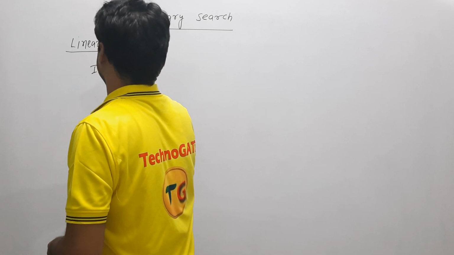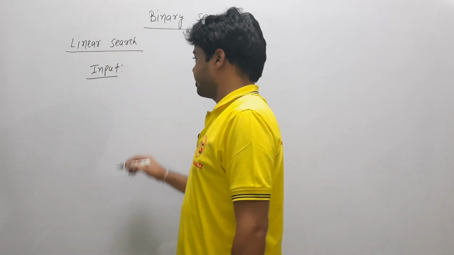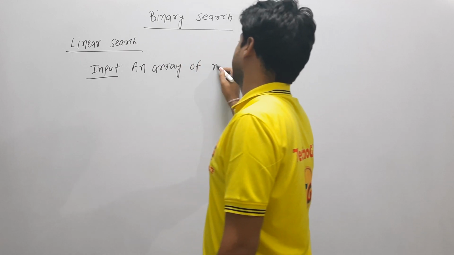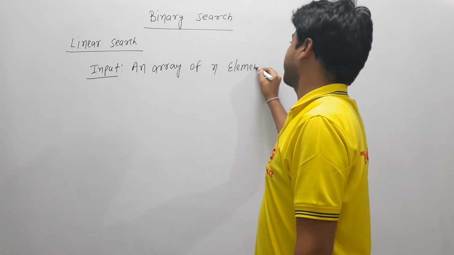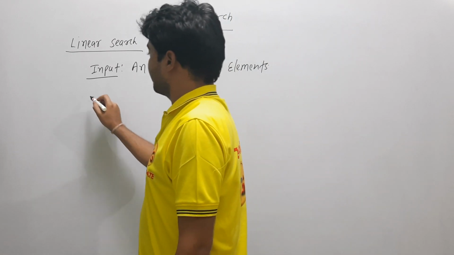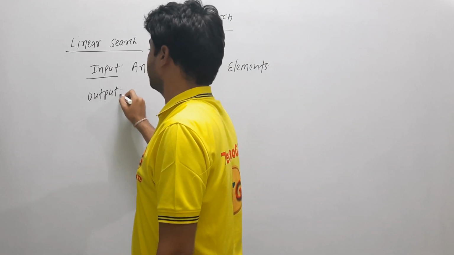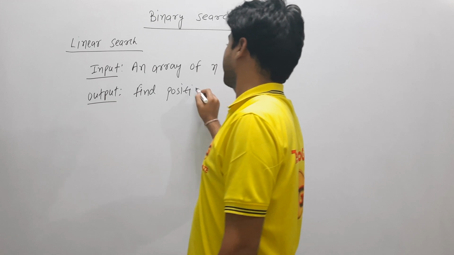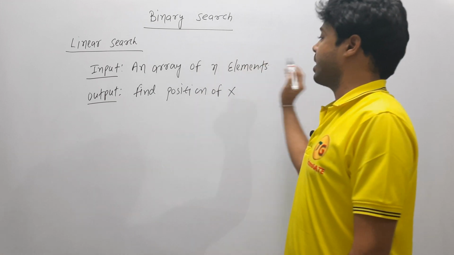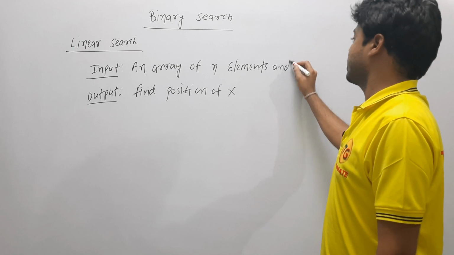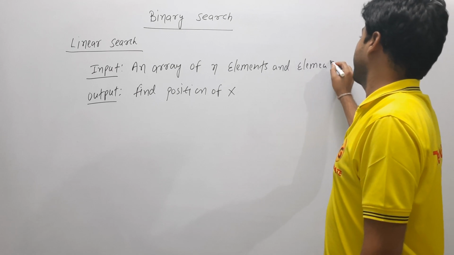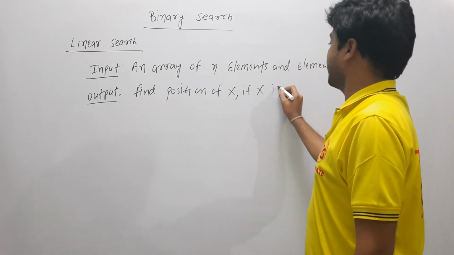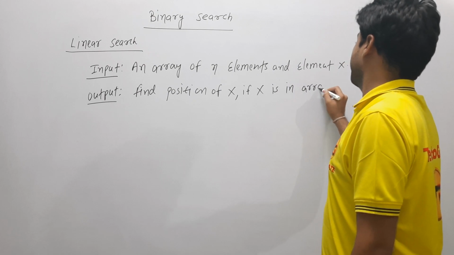So what is the input? An array of n elements. And what is the desired output? Find the position of x. So the input is an array and an element x. This is searching only. Find the position of x if x is in the array.